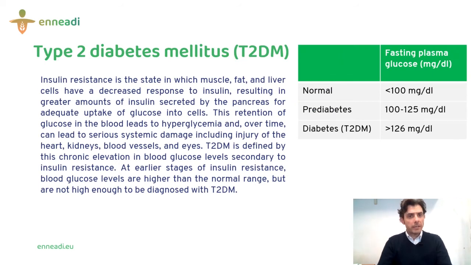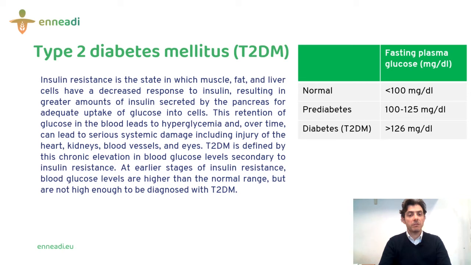Now we can quickly describe type 2 diabetes. This pathological condition is mainly related to insulin resistance, which is the state in which muscle, fat, and liver have a decreased response to insulin, resulting in a greater amount of insulin secreted by the pancreas for adequate uptake of glucose into the cells. This retention of glucose in the blood leads to hyperglycemia, and over time it can lead to serious systemic damage, including injury of the heart, kidney, blood vessels, or eyes.